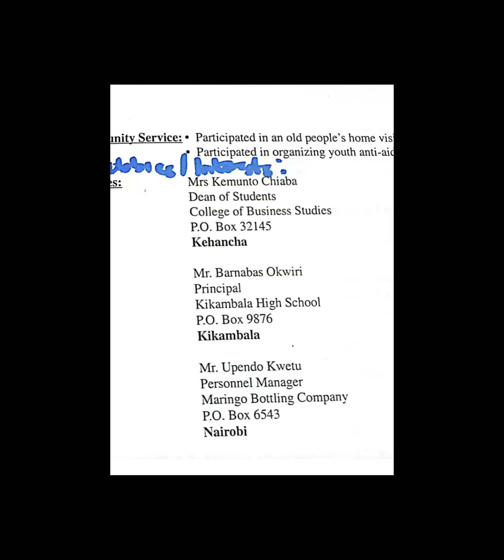Is it a must to write the head of the institution where you are writing the referee? The referees, yeah. For example, you want to include a head of the institution, and then you need to mention their title. Like here they have written the dean of students, the principal, the personnel manager. Can you write somebody else, like a teacher? Yeah. But you need to mention their qualification, their title.